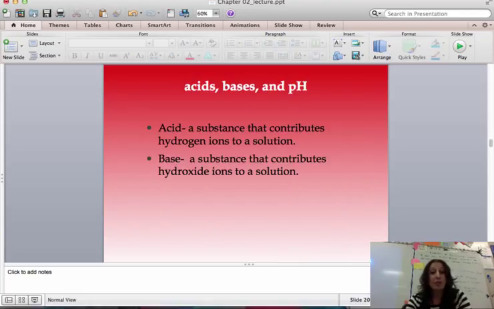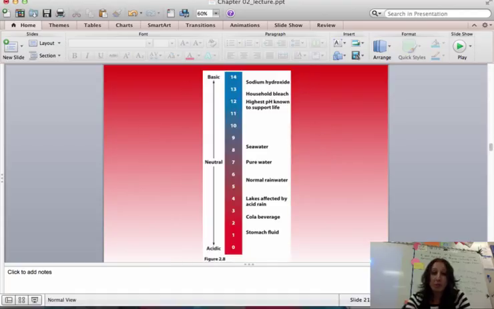Remember your acids and bases. Remember an acid is going to be the amount of hydrogen ions in a solution, and your bases are going to be the amount of hydroxide ions in a solution. So here's your pH. You should be familiar and know this already.